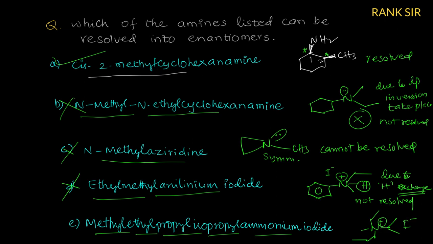All are different groups with no hydrogen and no lone pair, therefore it can be resolved. So out of A, B, C, D, E, only the first and last one are resolved, the remaining are not resolved. So I also explained the conditions for why we cannot resolve.